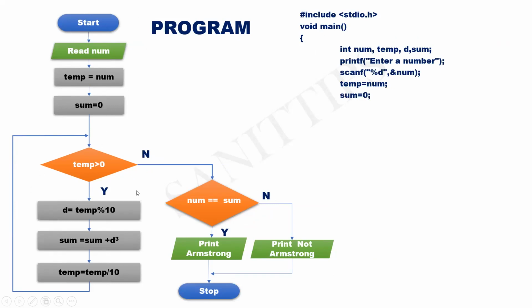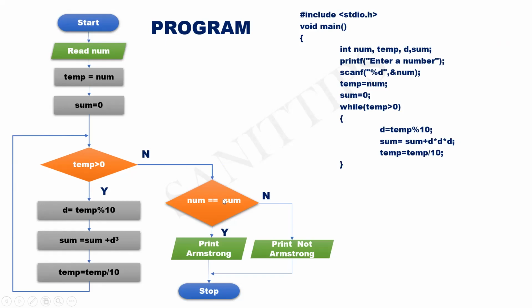Next it is the condition, and it is part of the loop. I'm going to use the while loop here. While temp greater than 0, open curly brace, go to the yes part. Inside the yes part, the first statement is d equal to temp mod 10. Next, it is sum equal to sum plus d cube. Sum equal to sum plus d into d into d. Next, it is temp equal to temp by 10. So this is the end of the loop. Close the while loop. Go to the no part.